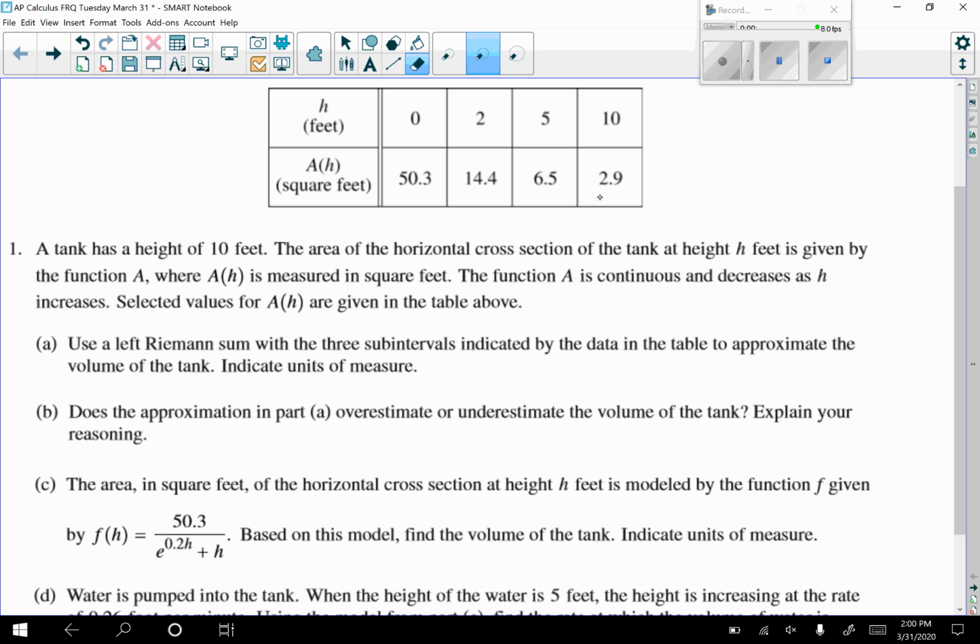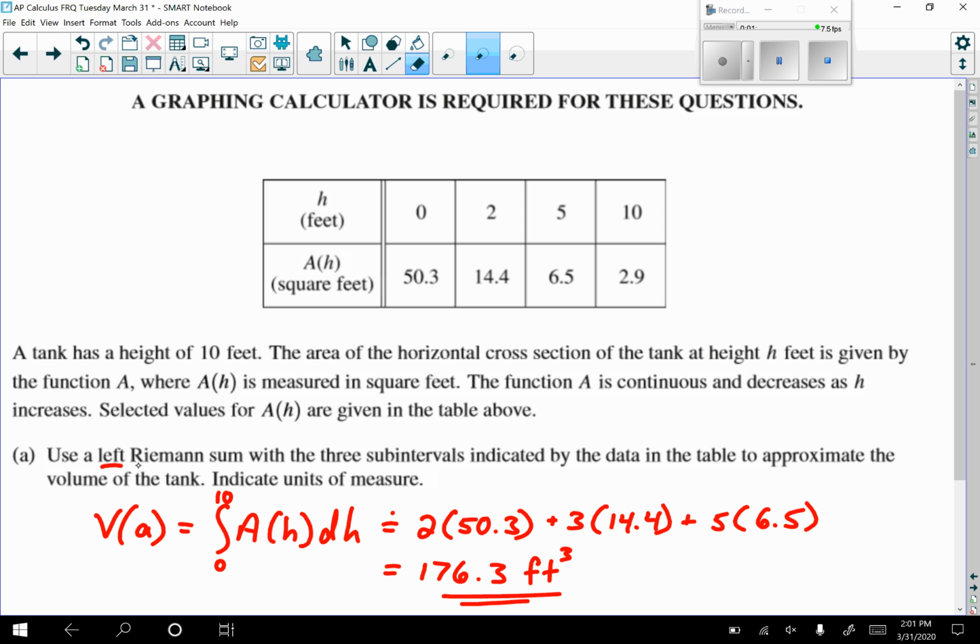Part A we'll look at first. It says use a left Riemann sum with 3 subintervals indicated by the data in the table to approximate the volume of the tank. Indicate the units of measure. So let's look only at this one here. Since we're using a left Riemann sum, you could make a sketch of this graph and draw your rectangles to help out. The idea here is that volume is equal to the area of the base times the height.